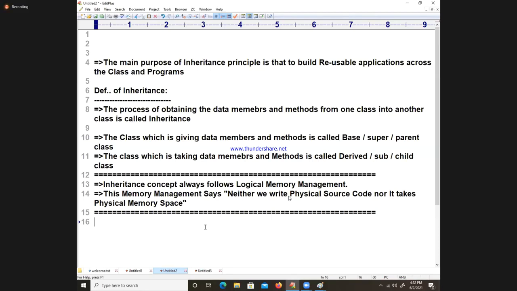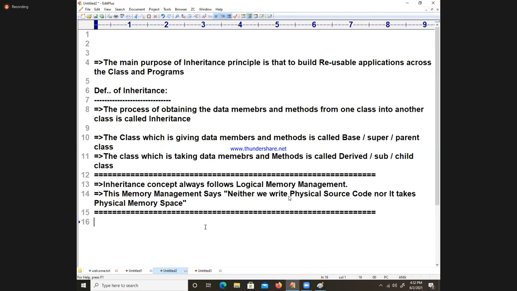If I write the same code again and again, it is taking the memory spaces separately. That comes under what? We can call it physical memory management. That is called which memory management? Physical memory management. Tell me, is inheritance important or not? Yes.